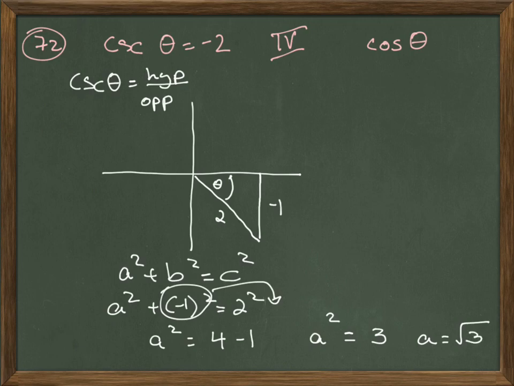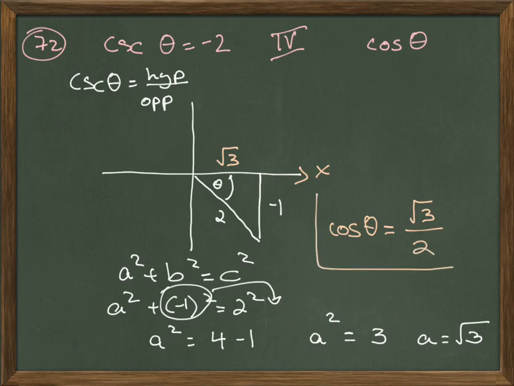And it is positive because here is our x-axis. So it is a positive square root of 3. And of course that makes sense because the cosine in quadrant 4 is positive. The cosine is the adjacent divided by the hypotenuse. The adjacent side is square root of 3 divided by 2. That is how you find the missing link.